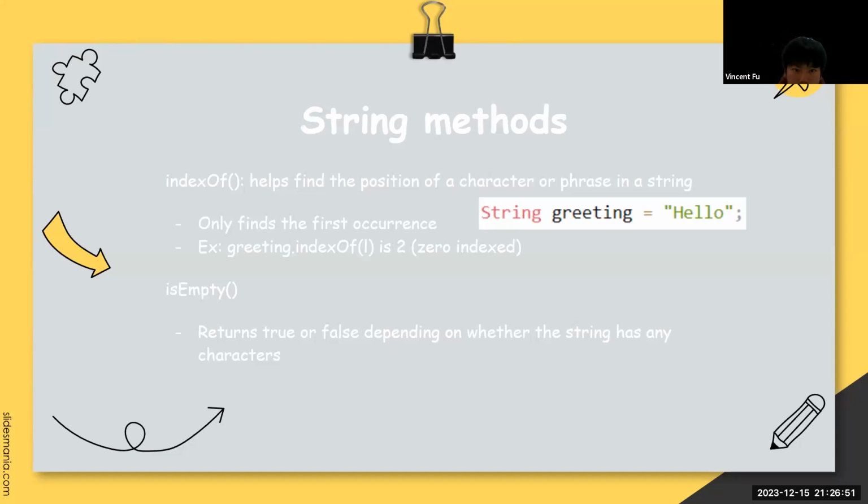Index of has another issue, which is that it only returns the position of the first time the letter appears. In hello, we have two L's, right? It's HELLO with two L's. But if we do greeting dot index of L, it will only return the position of the first L, which is two, because it's the third letter and we're starting from zero. So it's zero, one, two, it returns two. But if we wanted the position of the second L, we can't use dot index of because we wouldn't be able to get the second L.